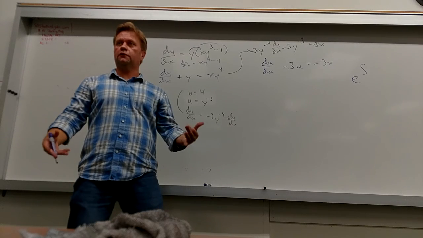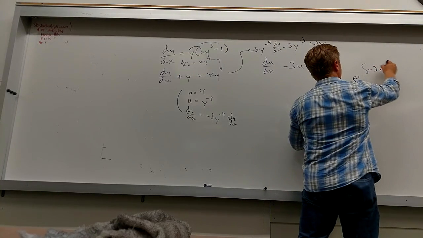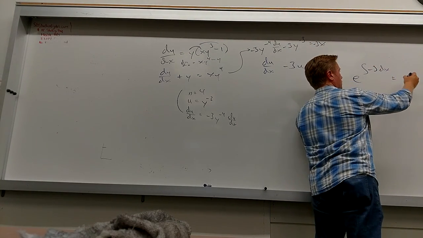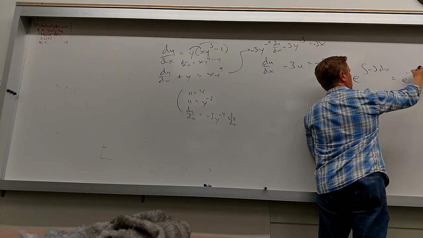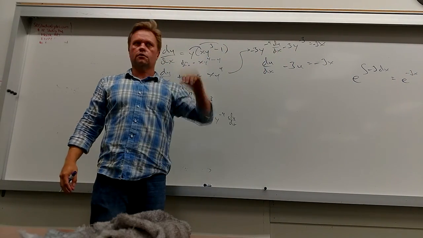What is my p of x? Negative 3. Oh, it's just a constant. So it'll be e to the negative 3x. I like it.